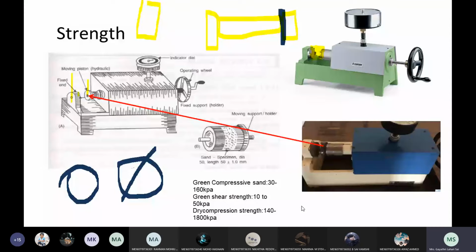Is that 1800 kilopascal or 180? 140 to 1800. It is 1800. It's not 180, it is 140 to 1800. That is the range.